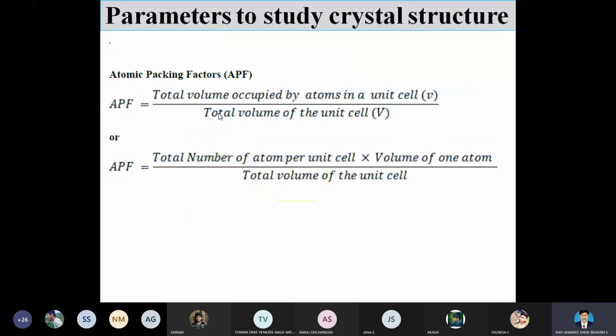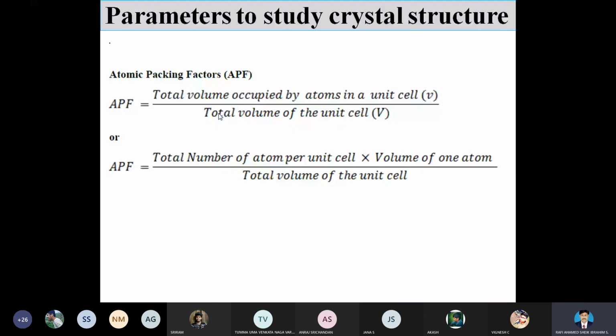So the atomic packing factor here is something we have taken as a formula, because based on this atomic packing factor only we are going to measure the final result, the availability. The atomic packing factor is equal to the total volume occupied by atoms in the unit cell divided by the total volume of the unit cell, small v by capital V.